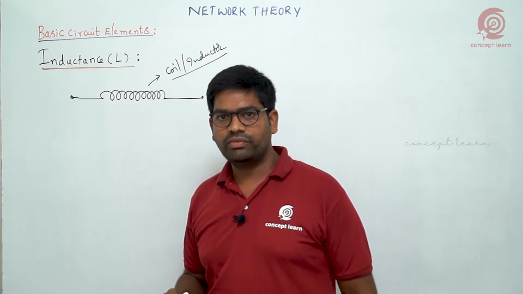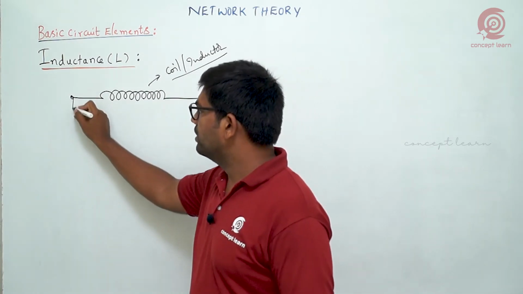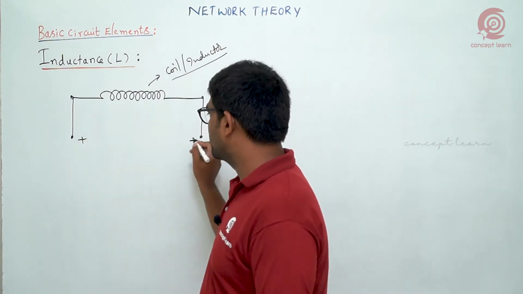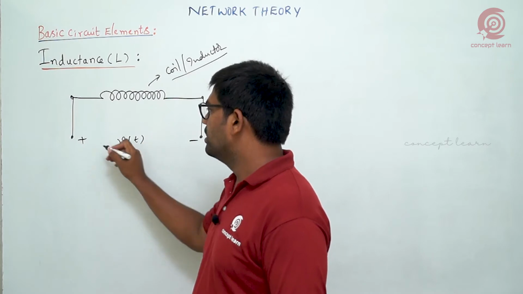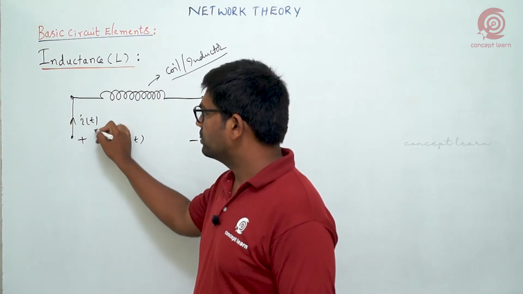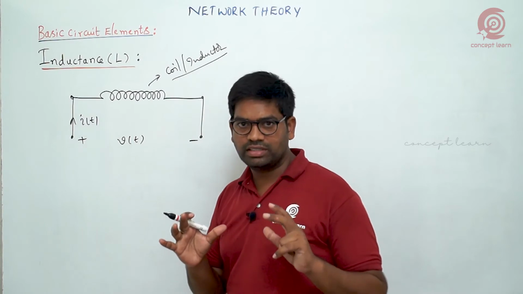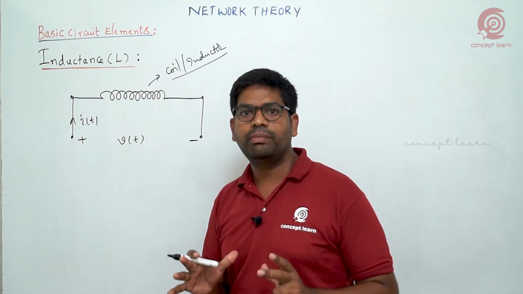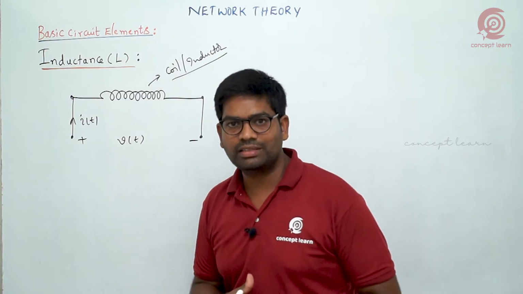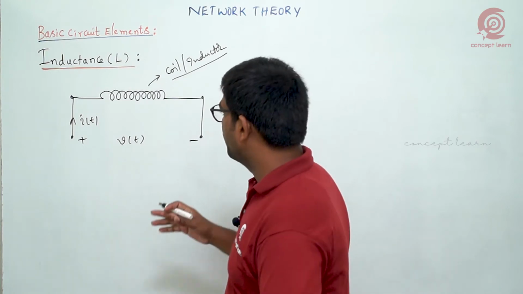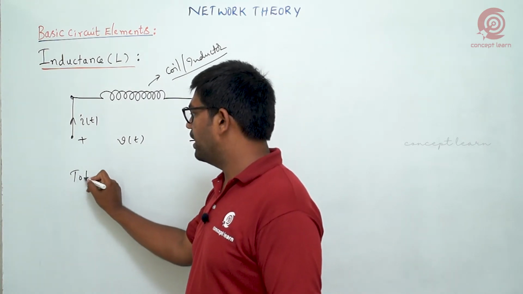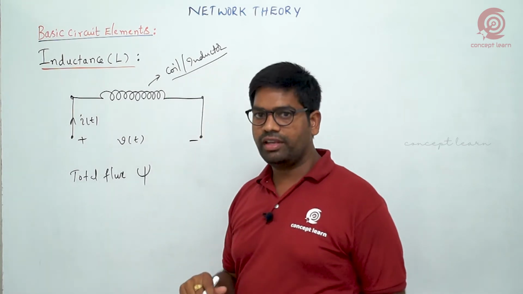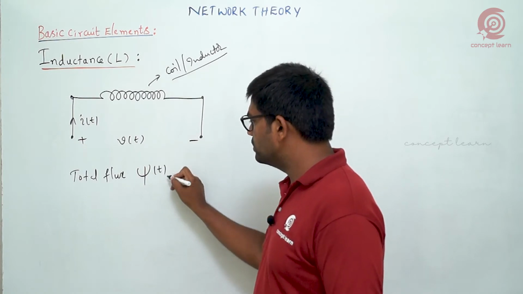So how is it exhibiting this? When you apply a voltage across these terminals, automatically current will flow through it. When a time varying current is flowing through this coil or inductor, a time varying magnetic flux will be induced in it. Then what will be the total flux? Total flux I am indicating with psi. Psi is also time varying.